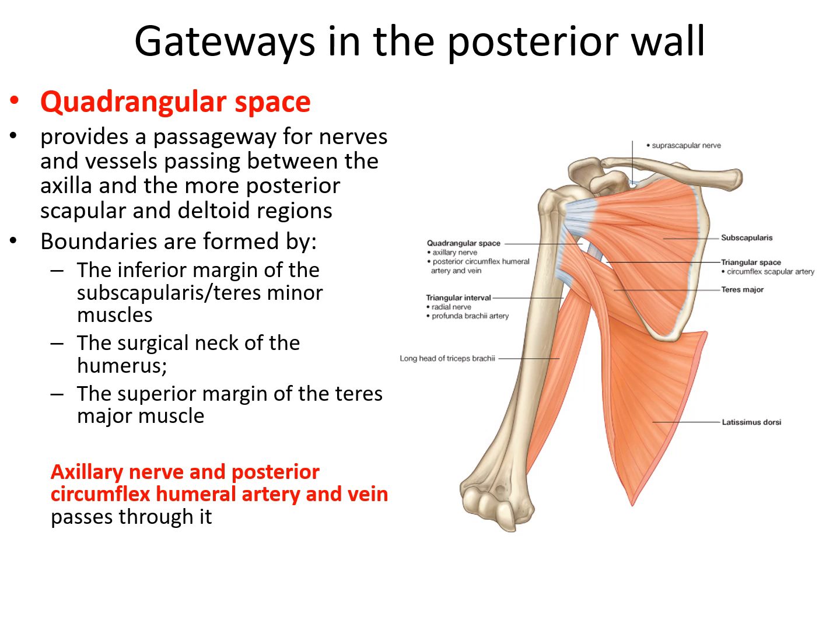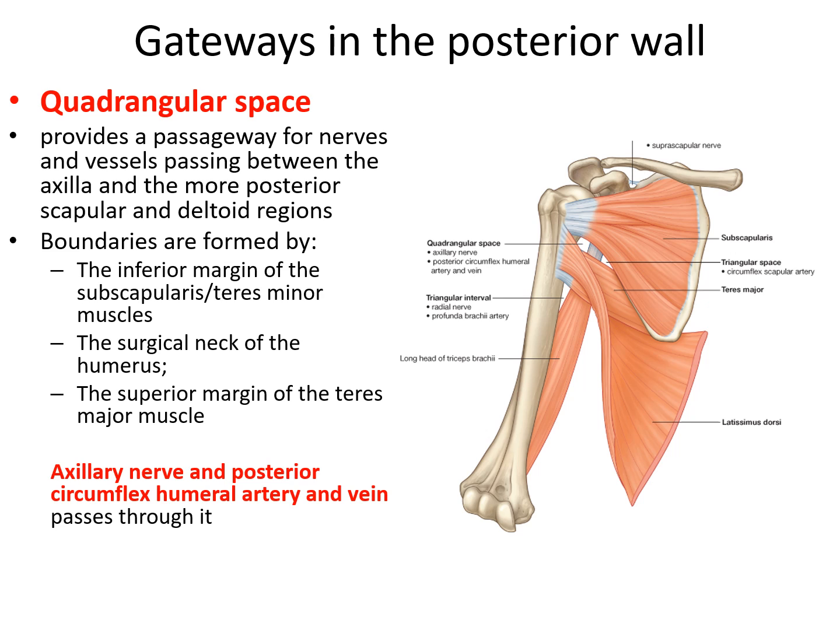And then you have the inferior margin formed by the teres major. You can see the lateral margin that is formed by the surgical neck of the humerus, and you can also see the superior margin that is formed by the teres minor as well.